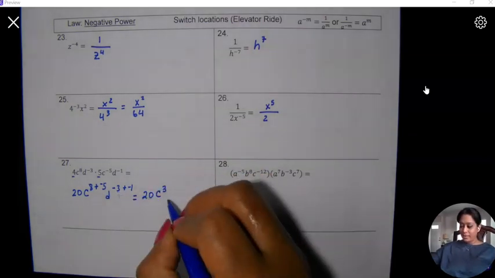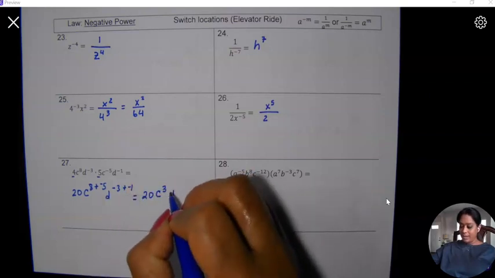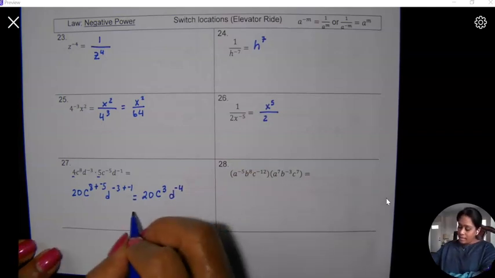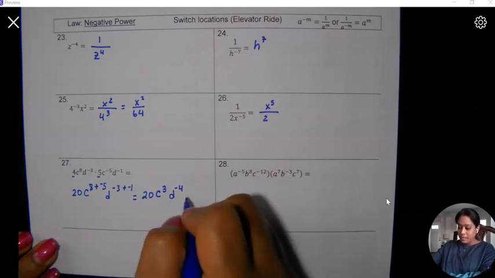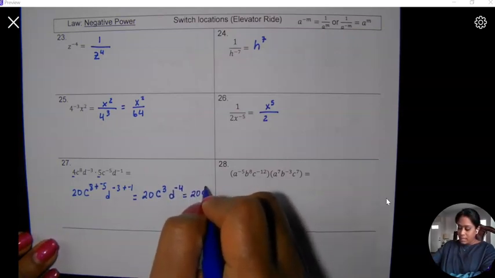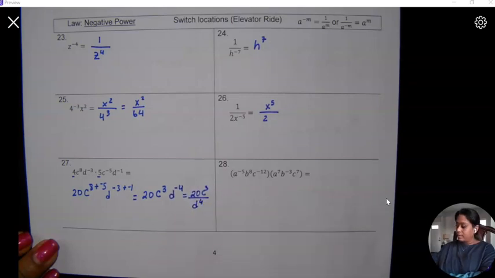So negative 3 plus negative 1 makes a negative 4. Alright, and that means that I can go ahead and move the negative 4 into the denominator. So you have here 20c cubed over d to the 4.